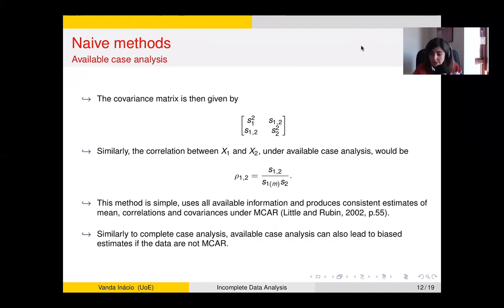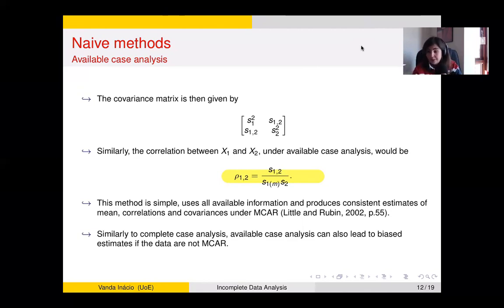It's just the covariance between x1 and x2 divided by the variance of x2 and the variances of x1. And again, for the variance of x1, we are just using the first m individuals.